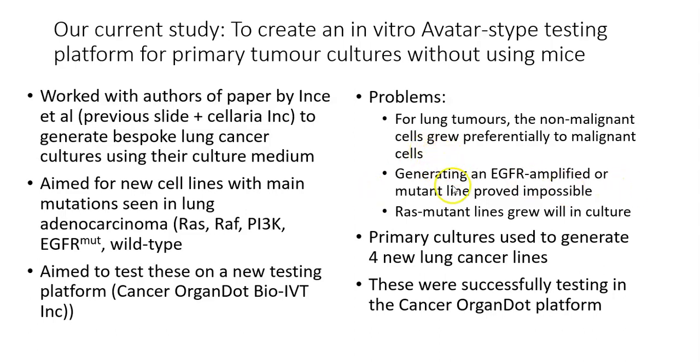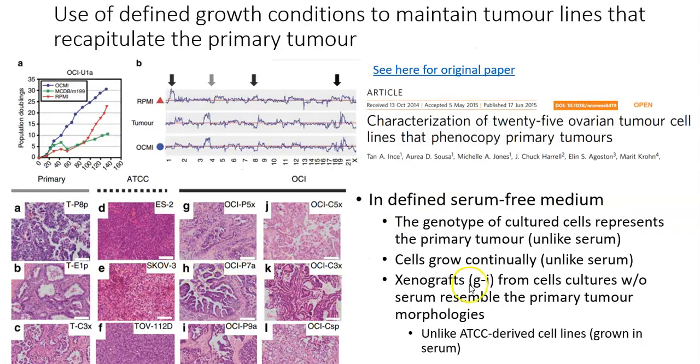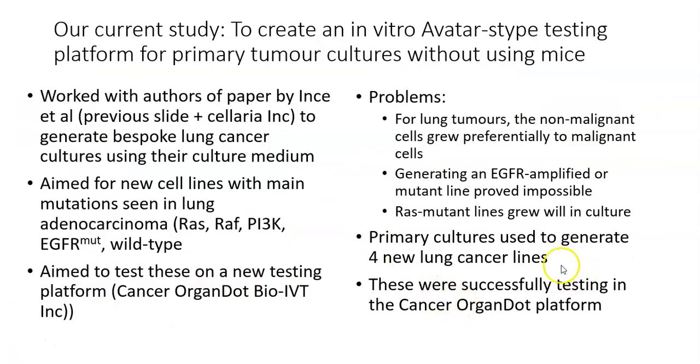Anyway, to cut a long story short, we tried to culture cells from lung, and we found it impossible to grow the EGFR amplified and mutant lines that we actually wanted, whereas the RAS mutant lines seemed to grow no problem. But using the expertise from the group that generated this paper, we generated 4 new lung cancer cell lines that very closely resembled the patient's, and then we used those in an in vitro avatar type testing platform, which we call the cancer organ dot platform.